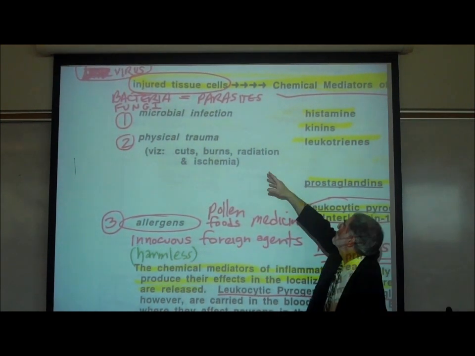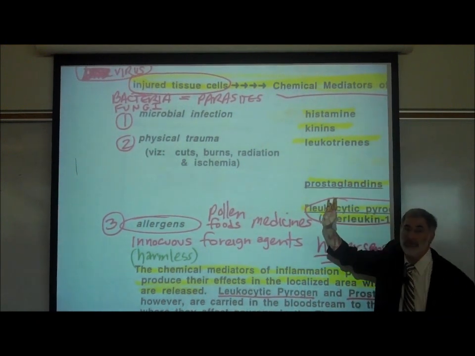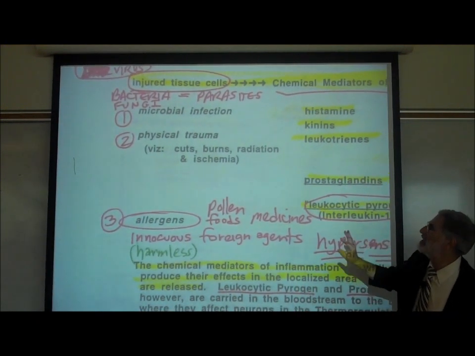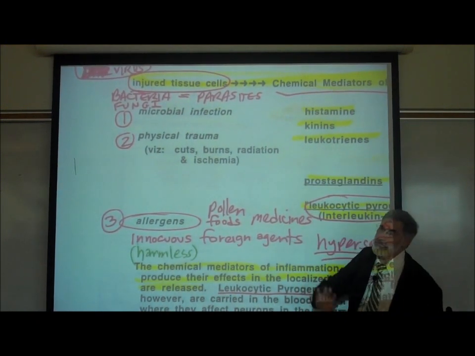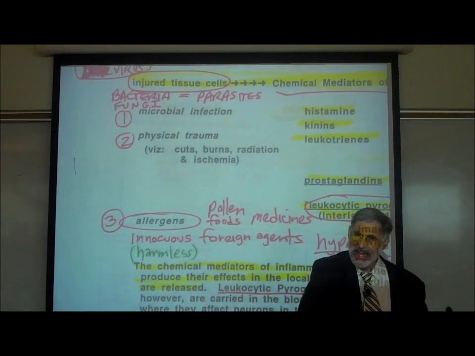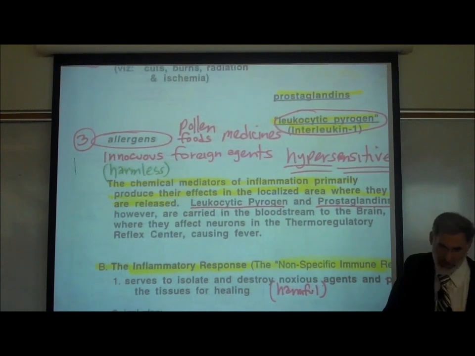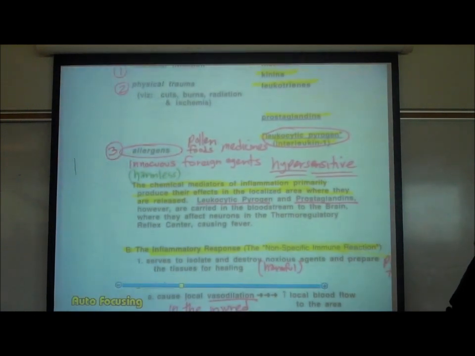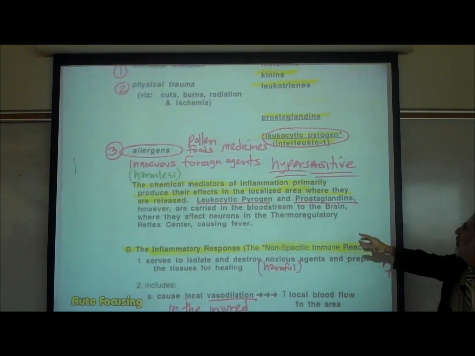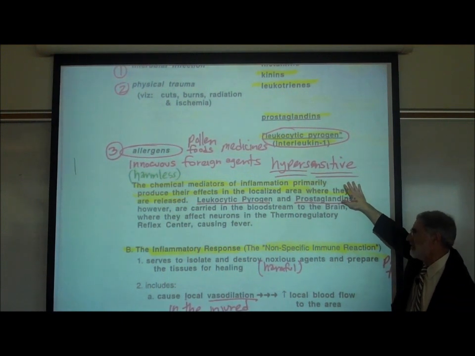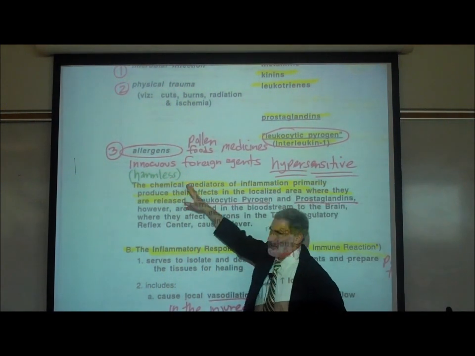And when cells are injured, they release these chemicals. Now, there's a third thing that can cause cells to release these chemicals, but in this third case, the cells are not truly being injured. In this third case, this is when people who are hypersensitive are exposed to allergens.